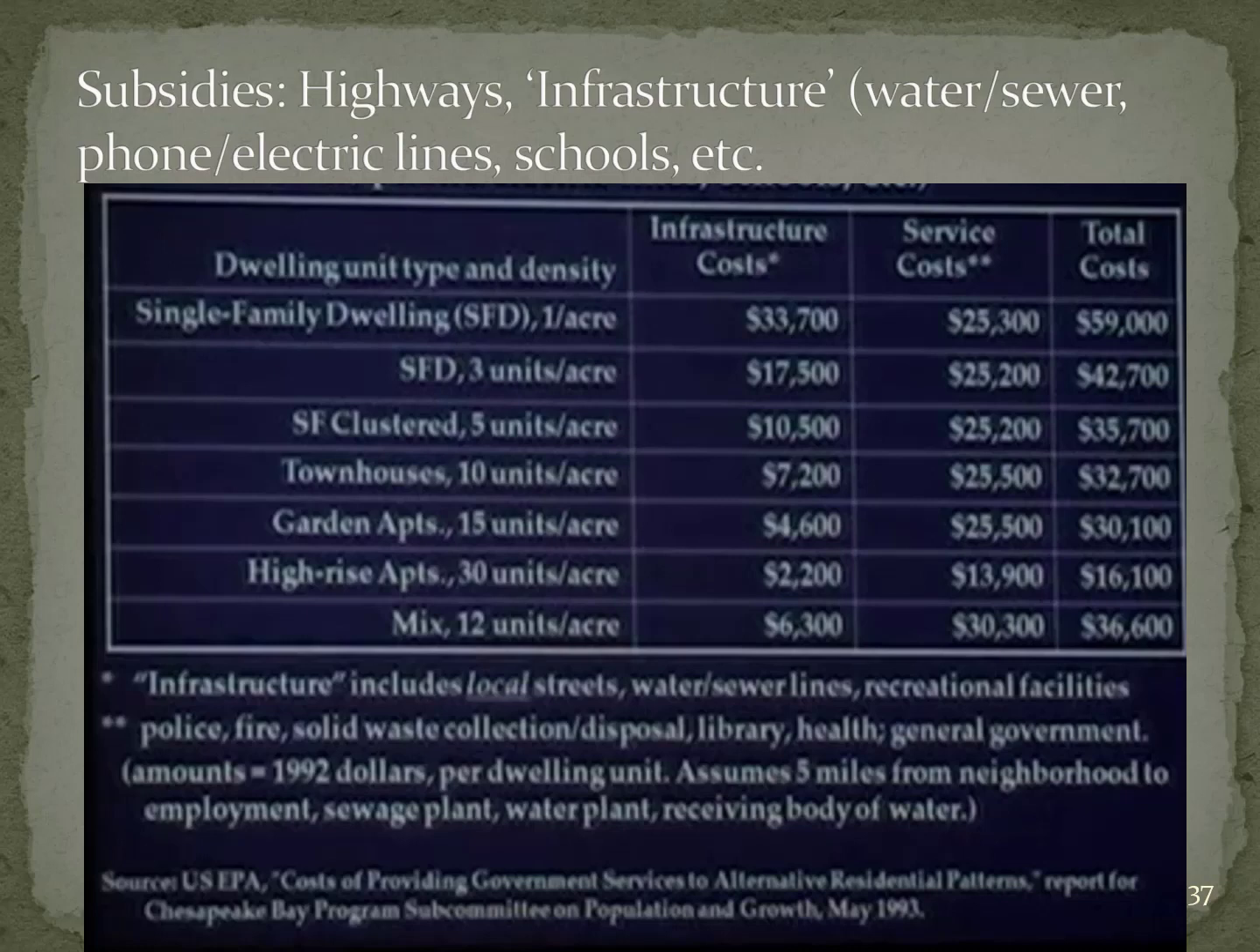But the infrastructure costs for spread out housing developments are way more expensive than concentrated multi-dwelling units. So if you look at the chart, infrastructure includes local streets, water, sewer lines, recreational facilities, and then also police, fire, solid waste collection and disposal, library, health, and general government. And so all these services, all this infrastructure that people use, we all pay for it, but it costs so much more to develop this in sprawled areas.